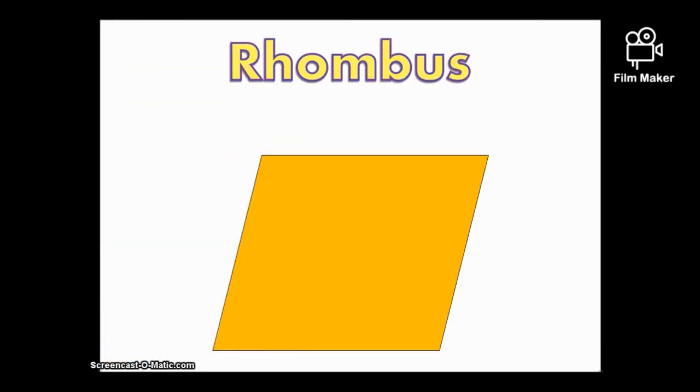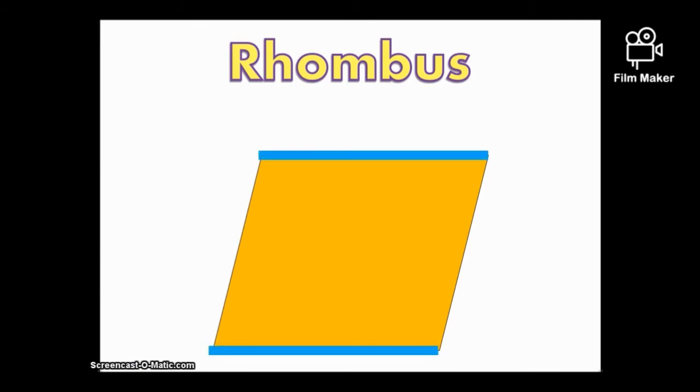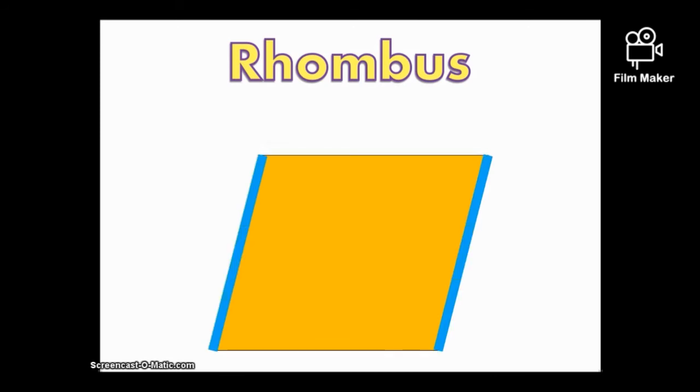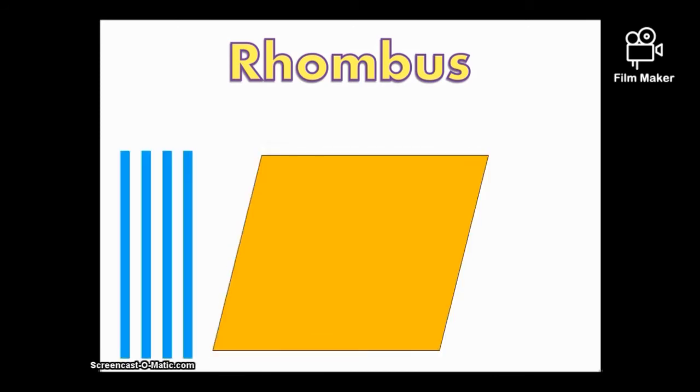Then we have a rhombus. Rhombuses, just like parallelograms, do not have any right angles, none. They do, just like parallelograms, squares, and rectangles, have two sets of parallel lines, right here and right here. With all of these sides, if we were to line them up, just like with a square, they would all be the same exact length.